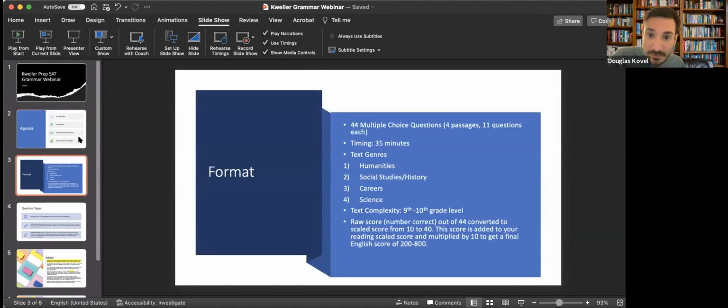So as far as the format of the test, it consists of 44 multiple choice questions that you have 35 minutes to do. And one thing to note is that it is a passage-based test, just like the ACT. This wasn't always the case with the SAT.